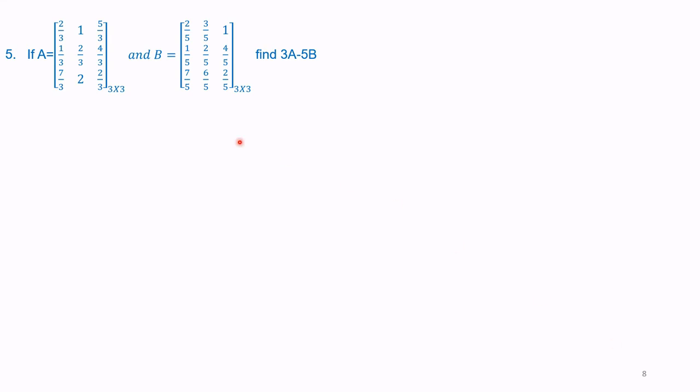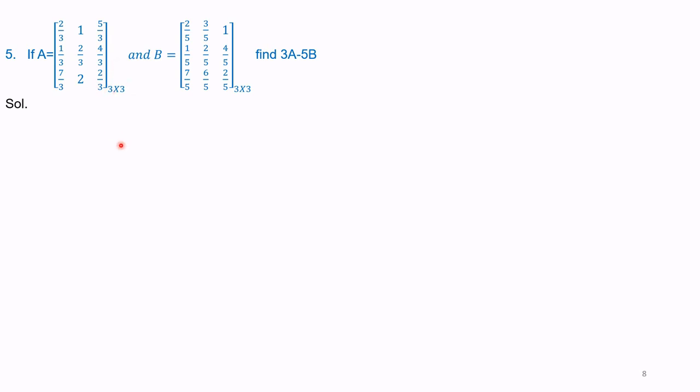Equation number 5. Here, matrices A and B are given. We are required to find 3A and 5B. That is, scalar multiplication of A by a scalar quantity 3, and we have to find 5B, that is scalar multiplication of 5 with matrix B. Let us do it. It is a very simple problem. Most probably it will be asked in your examination. Only thing is here there are certain ratios. Don't go to calculate fractions. You retain ratios as they are.